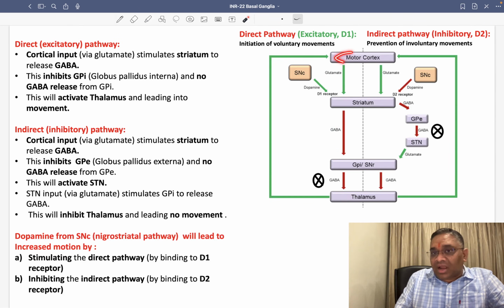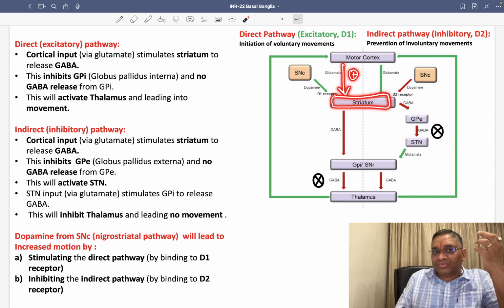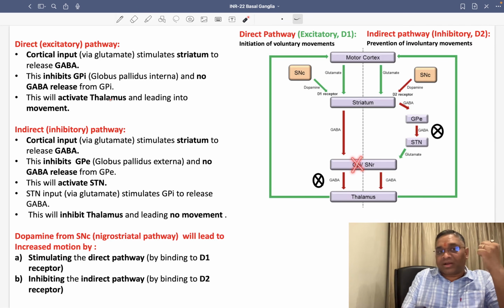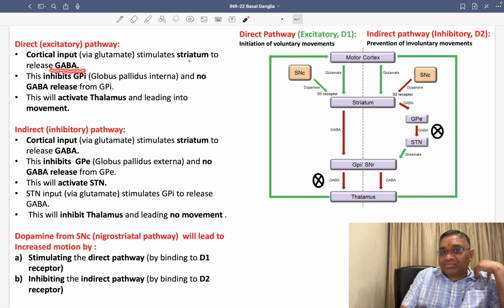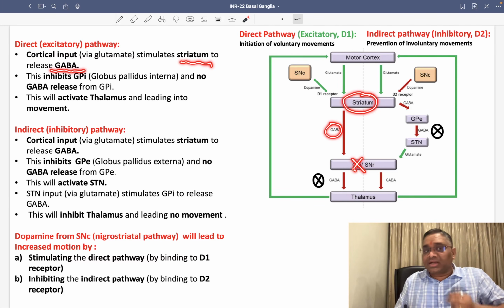So what we are seeing is that the motor cortex has been activated. When activated, it will release glutamate. Glutamate is an activator, right? So it will activate the striatum. The striatum has been activated. So what happens now? The striatum will release GABA. And what is GABA? GABA is inhibitory. So GABA will inhibit the globus pallidus interna, right? Whatever GABA the striatum is releasing is going to inhibit the globus pallidus interna.